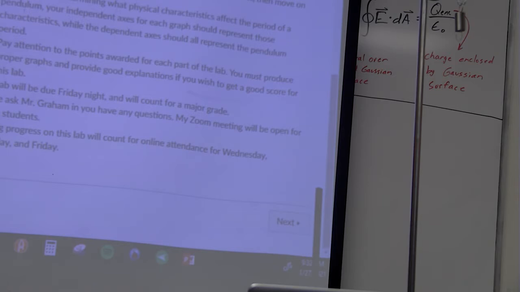The 3 things that you're going to do: mass. Does the mass of the pendulum affect the period? You're going to do the release angle. Does the release angle of the pendulum affect the period? And you're going to do the length. Does the length of the pendulum affect the period? Those are the 3 things. Again, do the length one last.